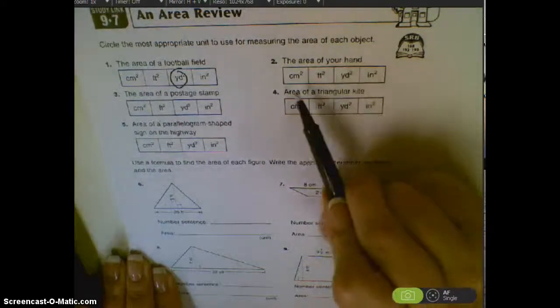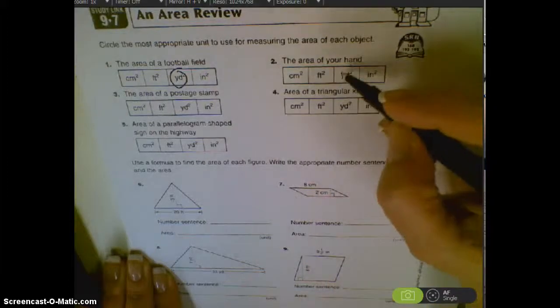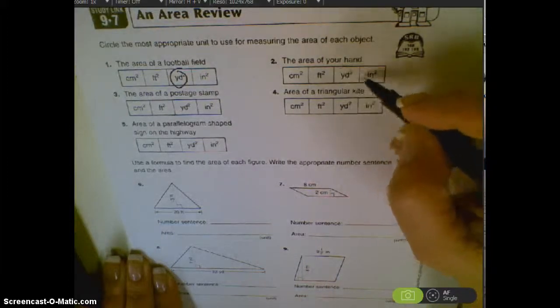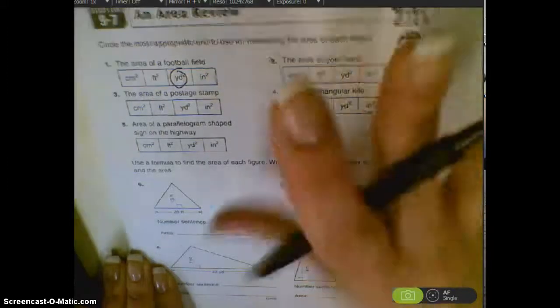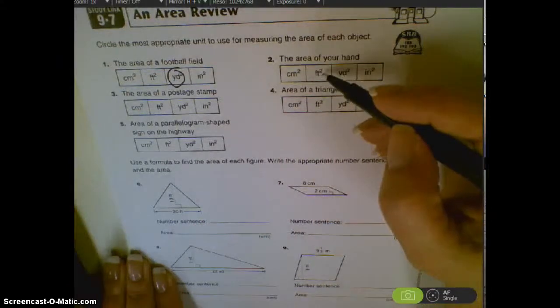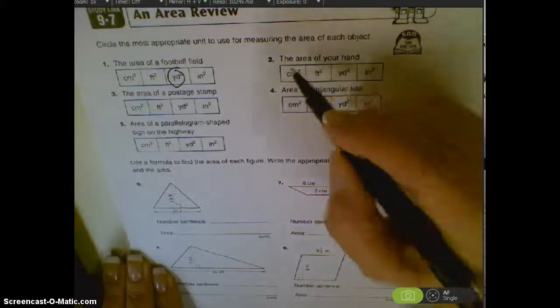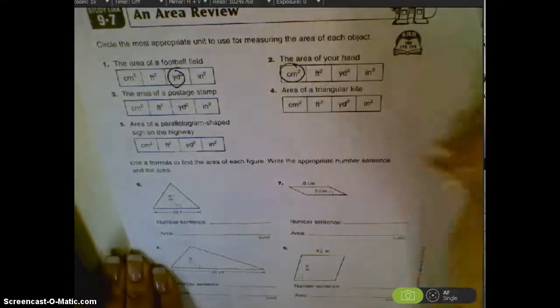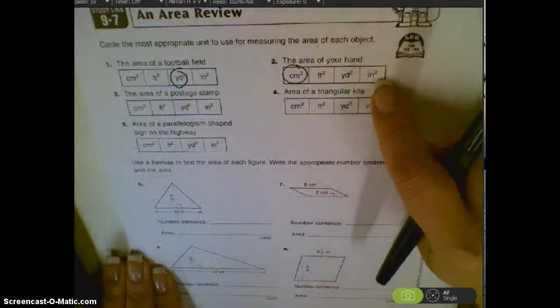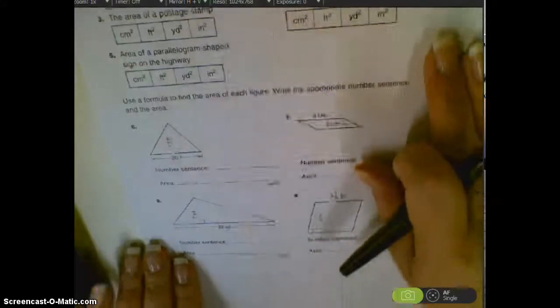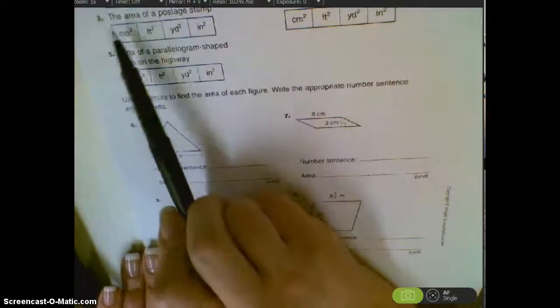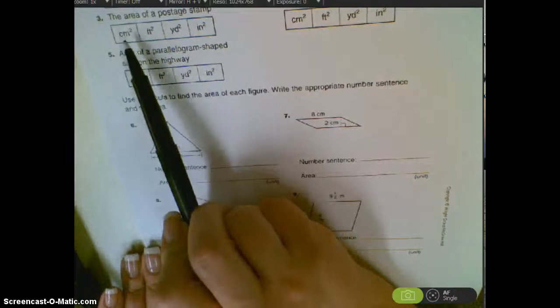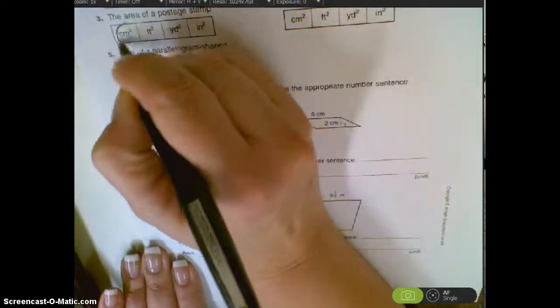The area of your hand, well, it's never going to be 3 feet. That's a yard, so don't choose that one. Feet, I don't know. Your hand's pretty small. I don't think feet would be a good measurement here. Our book will tell us it's centimeters, but I think inches would also be appropriate because they're very similar in size, centimeters and inches.